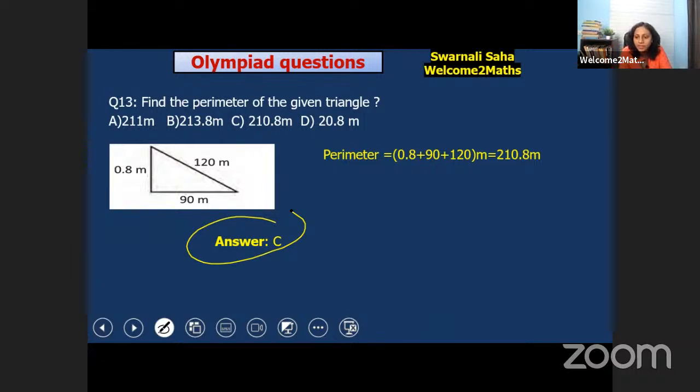Shashwat, it is visible. It is blurry. I think there is poor internet connection because it is visible. Yes, it is visible. I don't know why it is not visible to you. C is the answer. Very good.